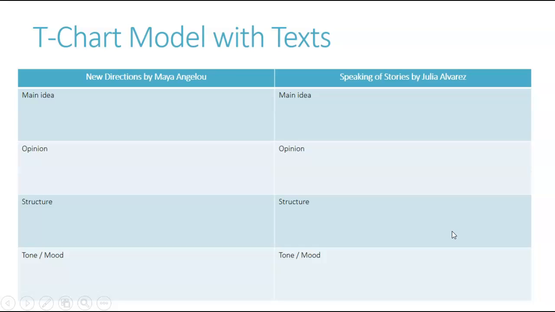So now you're going to do the chart using two texts, using New Directions by Maya Angelou and Speaking of Stories by Julia Alvarez. So first, you will just read New Directions and then record your information for Maya Angelou here. And then the second, after you finish the first passage, you will do the second passage and record your information about Speaking of Stories here on the second side of the T-chart. If you had questions then about these two passages, your crossover questions, you would be able to use your information to help answer those questions.